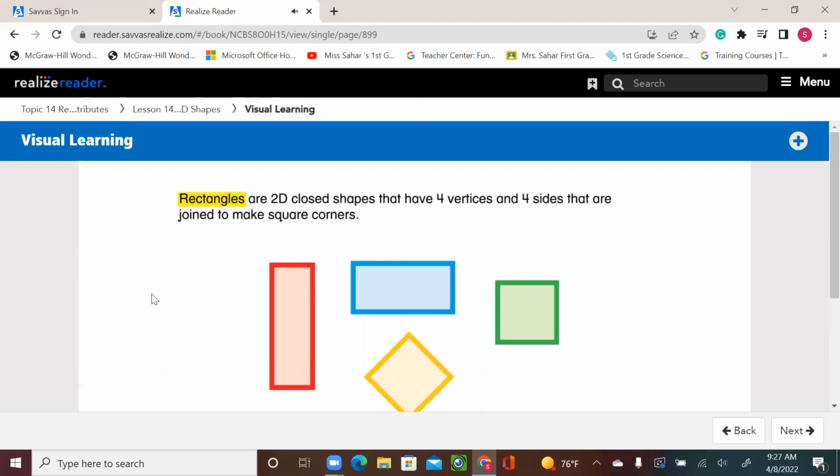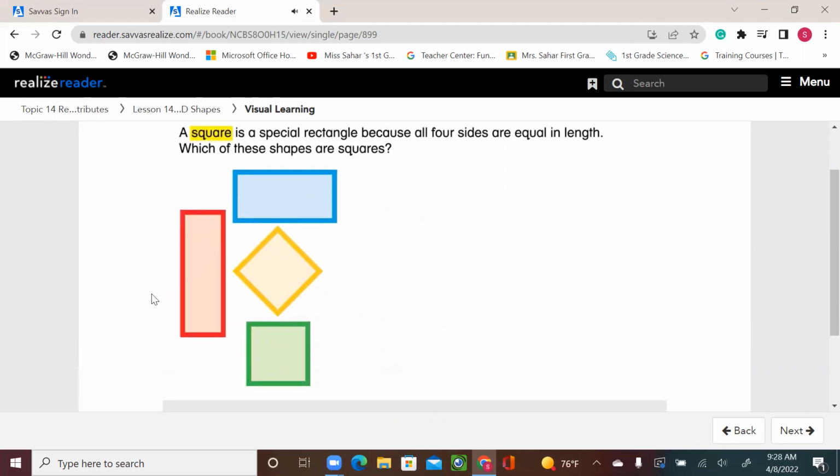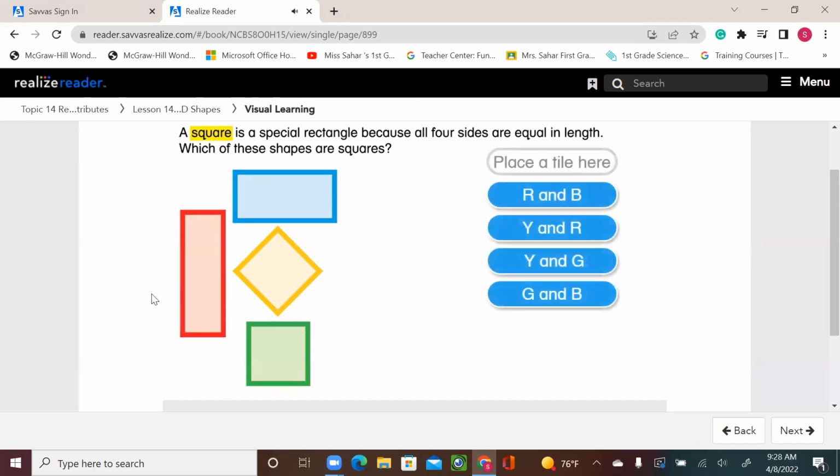Rectangles are 2-dimensional closed shapes that have 4 vertices and 4 sides that are joined to make square corners. These shapes are rectangles. A square is a special rectangle because all 4 sides are equal in length. Which of these shapes are squares? Select your answer. Okay, so let's first say that all these shapes are alike because they all have 4 straight sides and 4 vertices or 4 corners, but we know that they are different colors and different positions, and also their sides are not the same length.